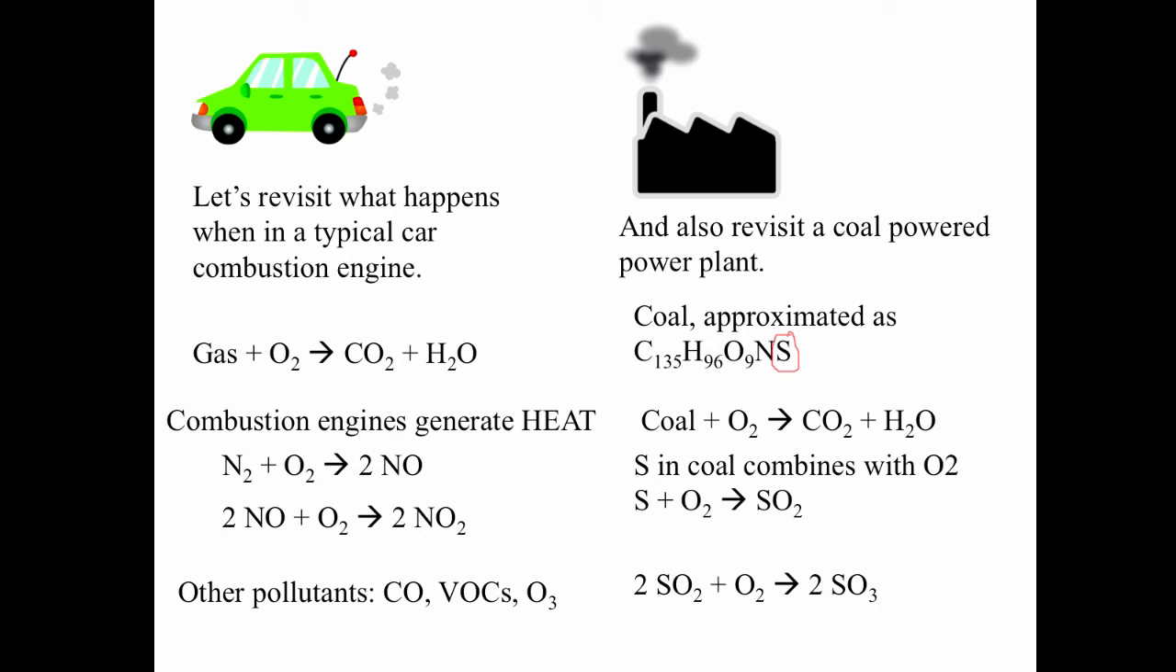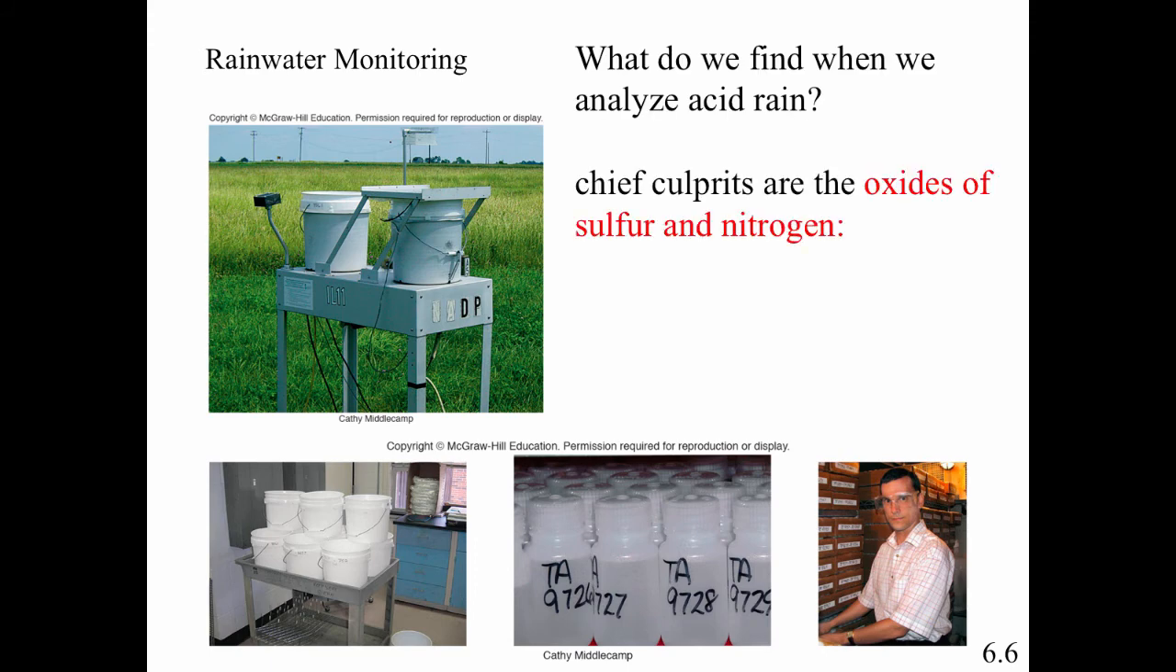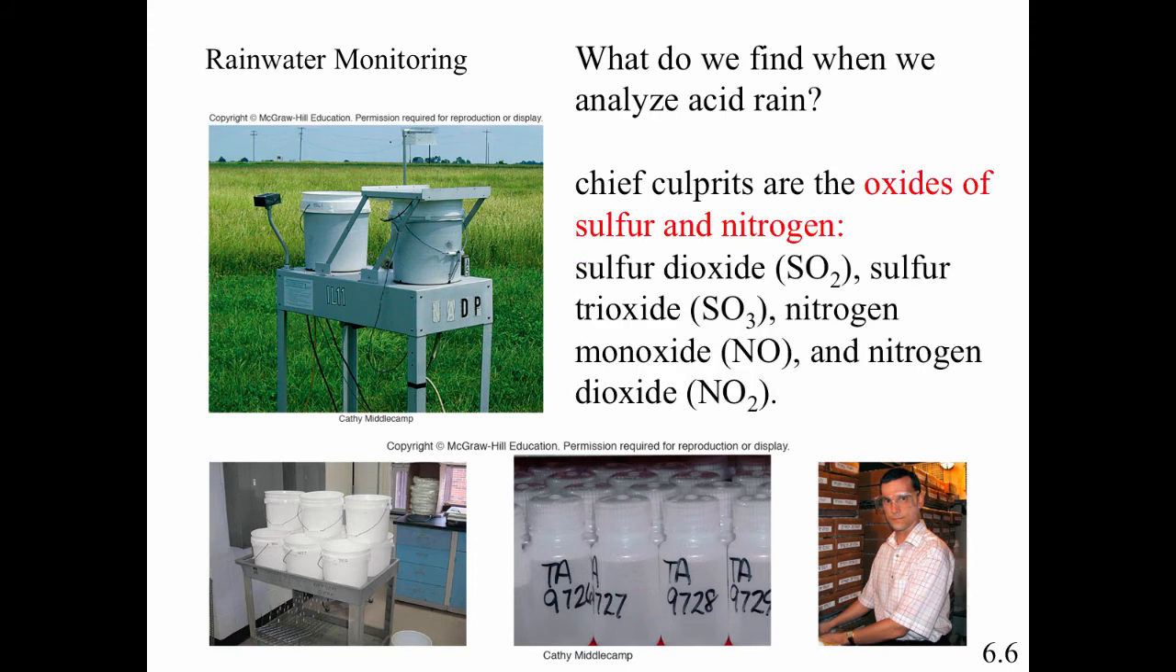So we know that we have some pollutants from cars and from coal-fired power plants, but we still don't know how this leads to acid rain. Let's work on completing the story of acid rain. When we analyze rainwater that has been collected, we find that acid rain contains compounds of sulfur and nitrogen, namely sulfur dioxide, sulfur trioxide, nitrogen monoxide, and nitrogen dioxide, the very compounds that we talked about on the previous slide as originating from coal or from cars.